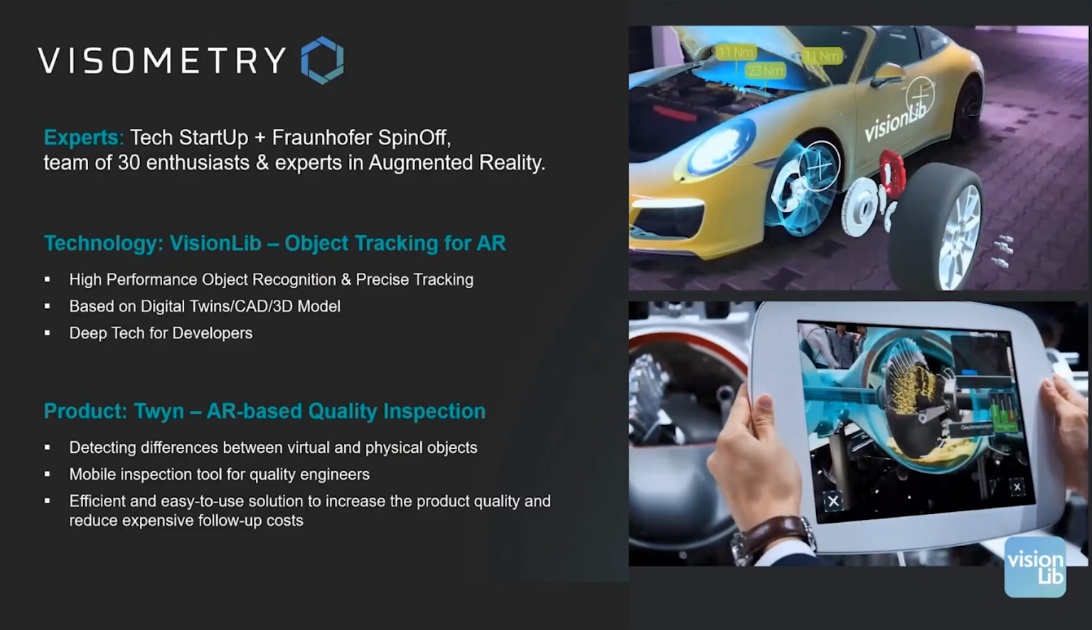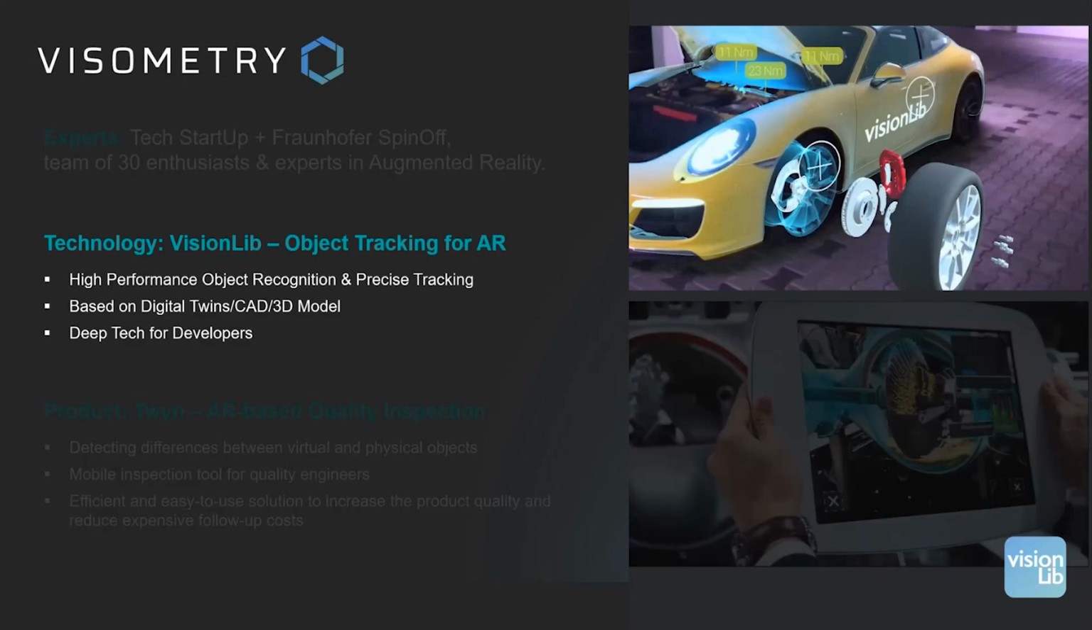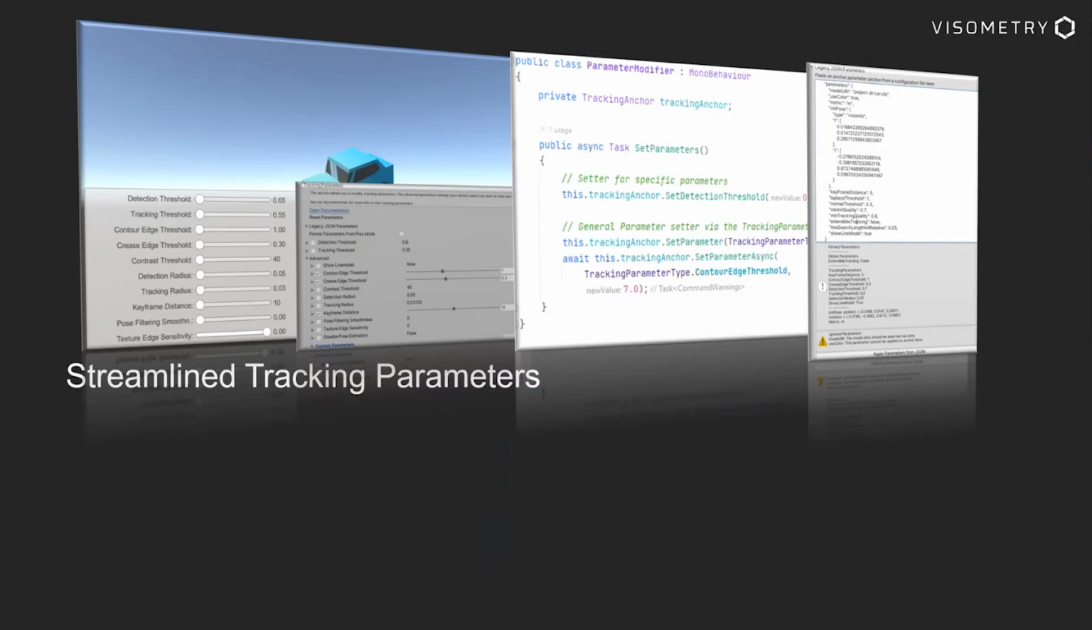We, as Visometry, are a team of 30 enthusiasts and experts in the field of augmented reality. At the moment, we have two main areas in which we are active. The one is VisionLib, our object tracking library, which most of you probably know. And on the other hand, we developed Twin, an AR-based quality inspection tool. This webinar will focus on VisionLib and, to be exact, on the streamlined tracking parameters.